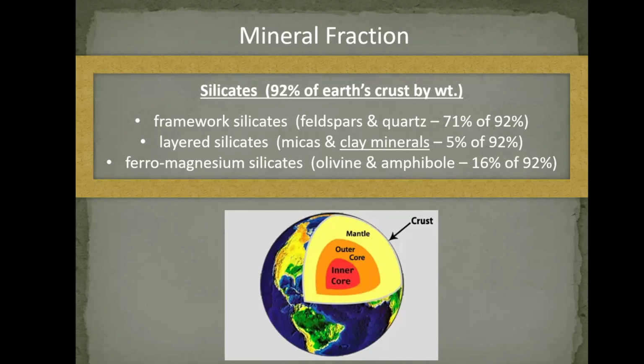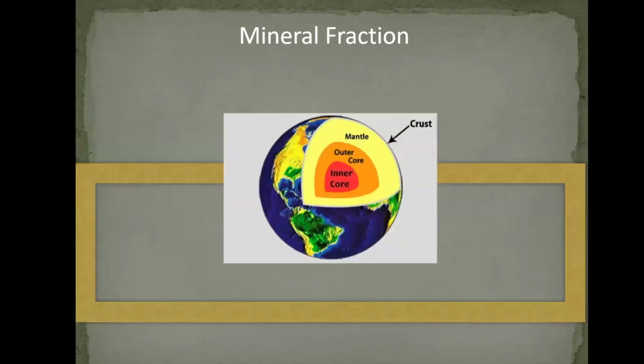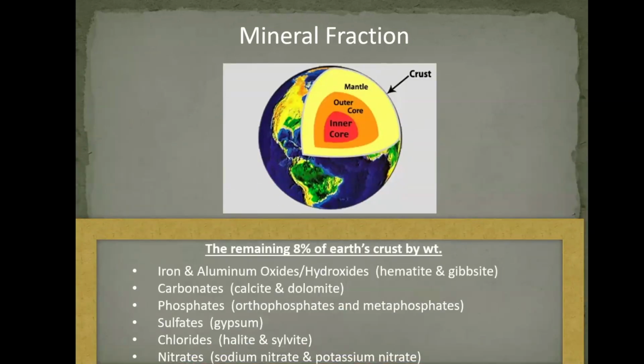And there's a couple different kinds. There's framework silicates, feldspars, and quartz. There's layered ones like micas and clay minerals. And then there's ferromagnesian silicates, olivine and amphibole. And we're going to actually look at some olivine later today. So there's some different ones that are out there. And then we also have everything else, which is iron, aluminum oxides, hydroxides, carbonates, phosphates, sulfates like gypsum, chlorides like halite, which is salt, nitrates, and things like that. But the majority of it is a silicate mineral of some kind, silicon.